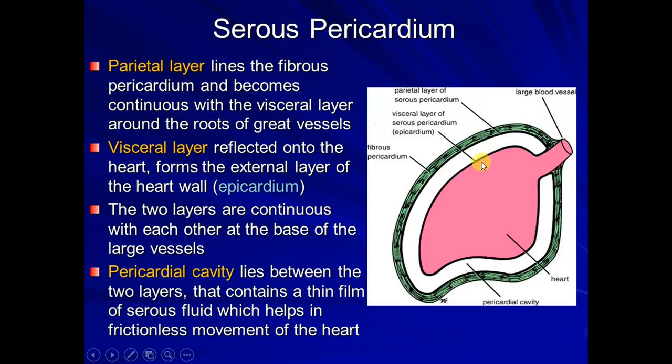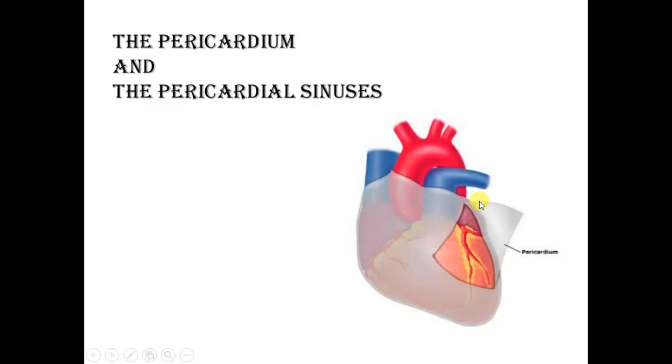The visceral layer, which is lying over the heart, forms the external layer of the heart wall, that is the epicardium. Inside will be the endocardium. And these two layers are continuous at the base of the great vessels. Between them is the pericardial cavity having thin fluid, which will allow the smooth contraction of the heart within the pericardial cavity. So now, the pericardium and the pericardial sinuses.